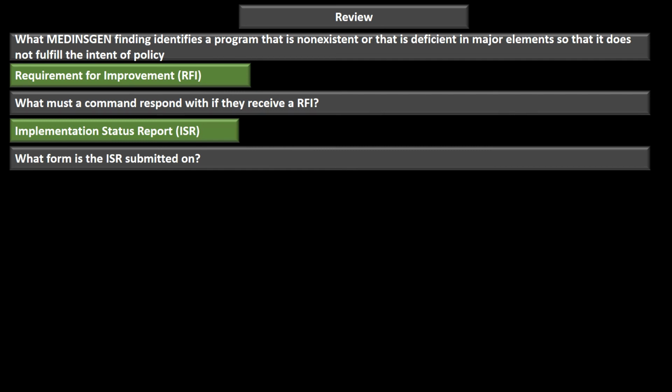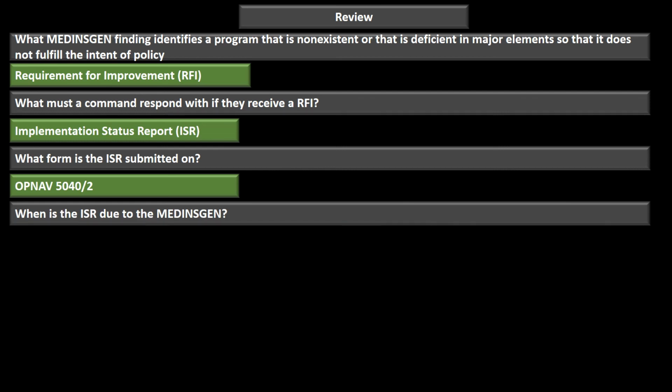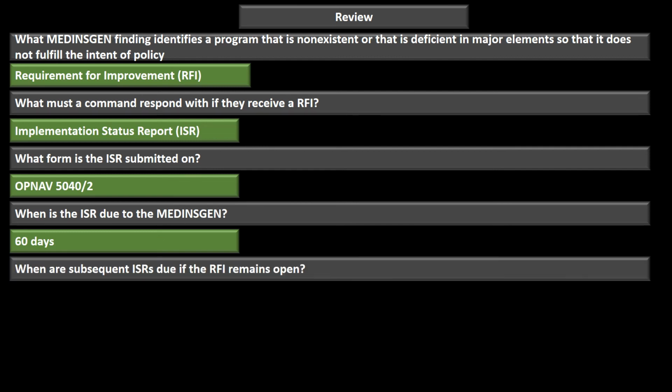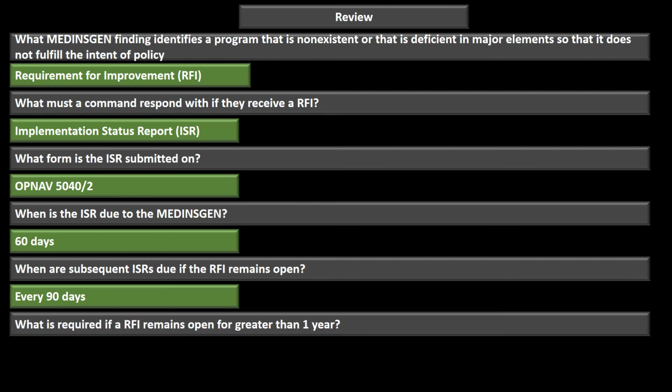What form is the ISR submitted on? What form is the implementation status report submitted on? It's submitted on the OPNAV 5040/2. When is the ISR due to the Med Inspector General? So if you receive that RFI, that initial ISR needs to be submitted within 60 days. When are subsequent ISRs due if the RFI remains open? Well, you've got to send one in every 90 days after that first one, right? First one within 60 days, every 90 days after that.